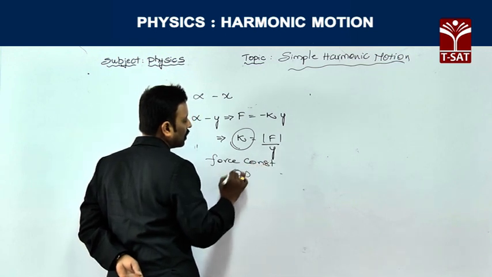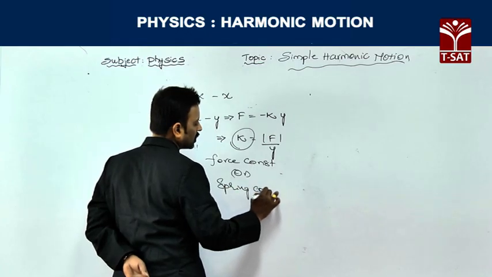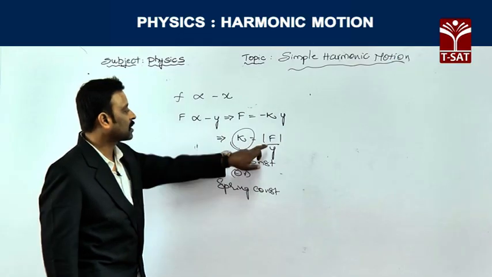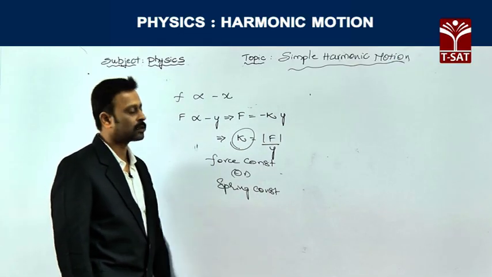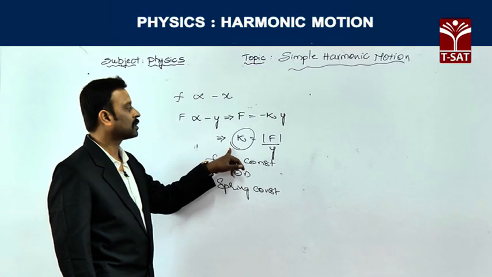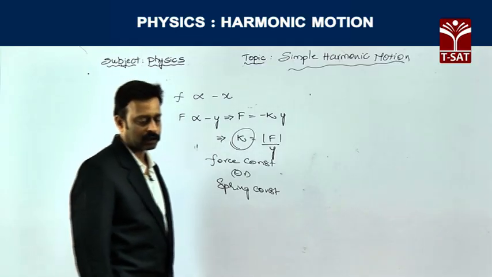Force constant or spring constant, which is defined as the ratio of restoring force to the displacement. K is called force constant or spring constant, which is the ratio of restoring force to displacement.